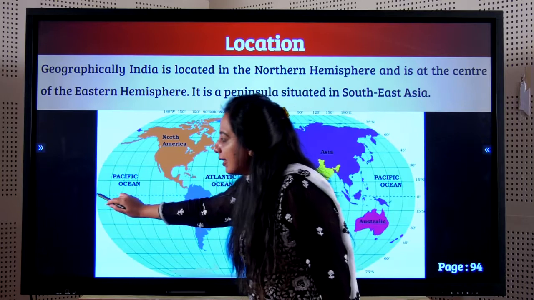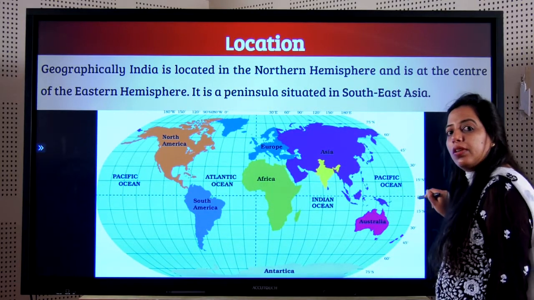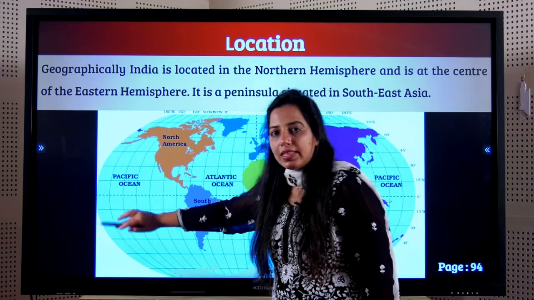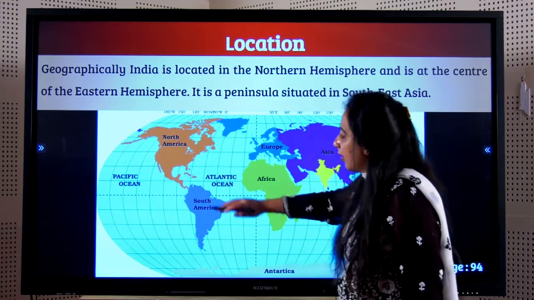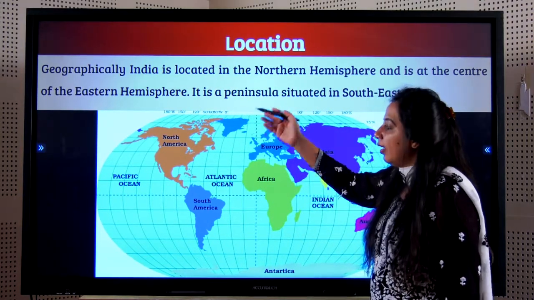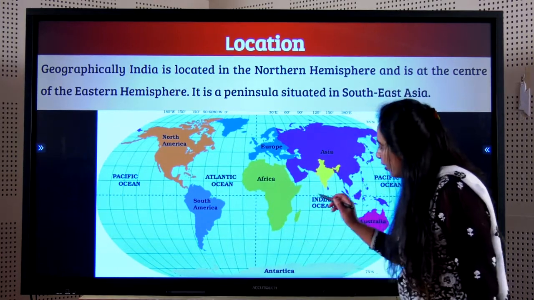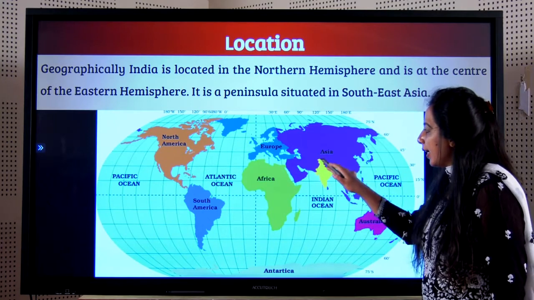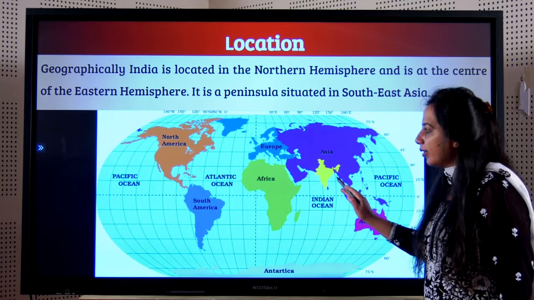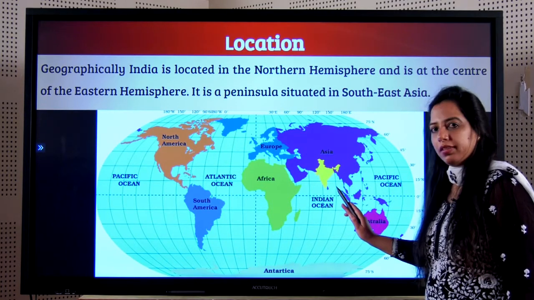The line at the center is called the equator or the 0-degree latitude. It divides the earth into exactly two halves. The half on the top is called northern hemisphere. The bottom, the one below, is called southern hemisphere. Students, if you notice, India is completely above the equator. So it is said to be in the northern hemisphere.